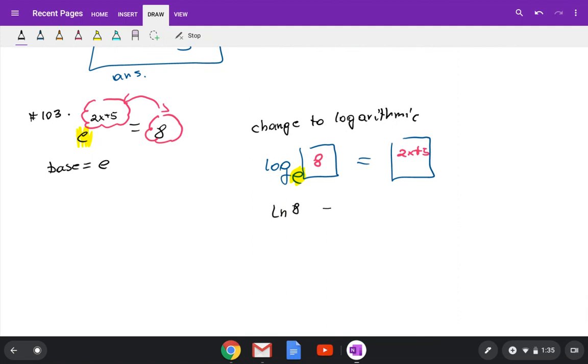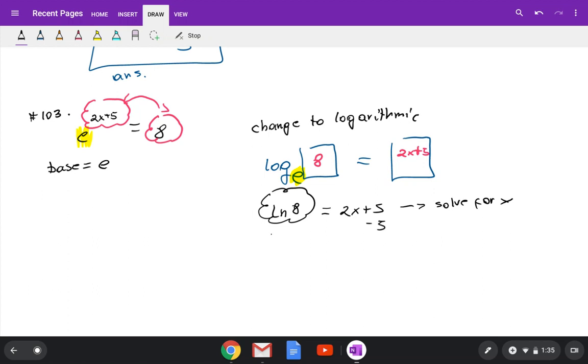ln of 8 is equal to 2x plus 5. So this is one expression, okay? It's not ln times 8. This is just ln of 8. It's one expression. There's no way that you can separate them. So now solve for x. Treat that ln of 8 like a real number, because it is a real number.